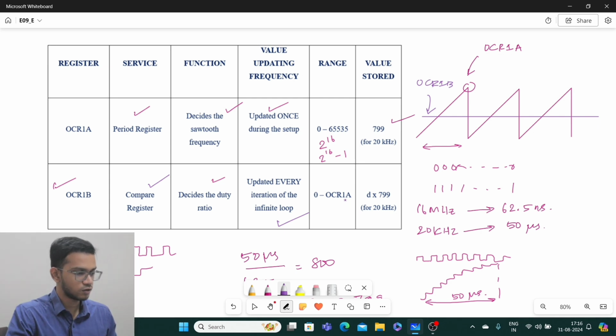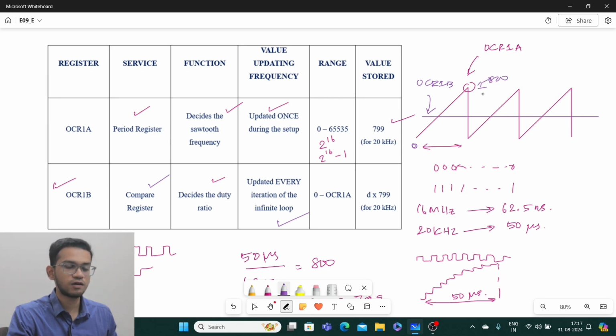Moving on further, what would be the range of this? Duty ratio can vary between 0 and 1 only. It can vary only between 0 and 1. Here your 0 is all 0. Here your 1 is 800, right?